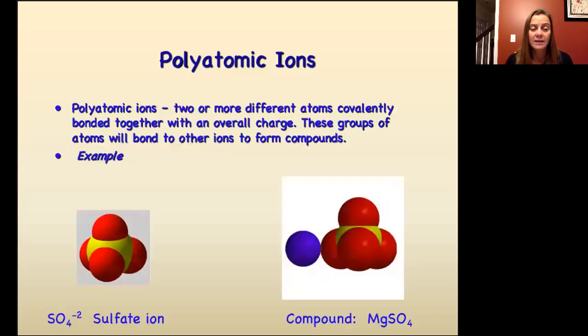So as an example, the sulfate ion has one sulfur and four oxygens all covalently bonded together, but then it also has two extra electrons. So it has an overall charge of -2. That means it can be attracted to a cation or any positive ion, usually a metal. So these polyatomic ions will bond with other ions to form compounds.